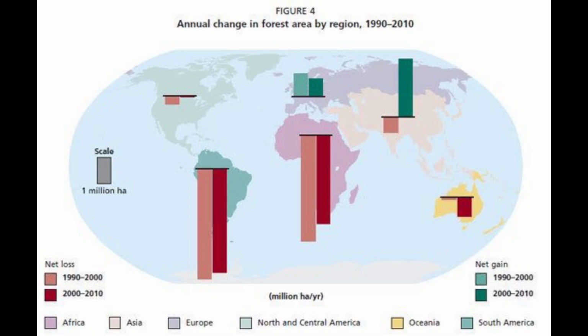The following graph gives information about the annual change in forest area by region. Data of different areas are displayed on the map. The items include net gain, states, and net loss.